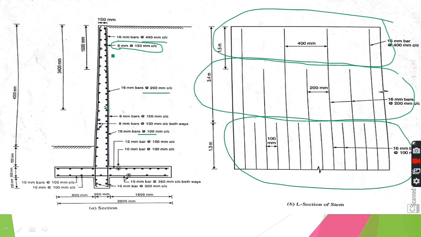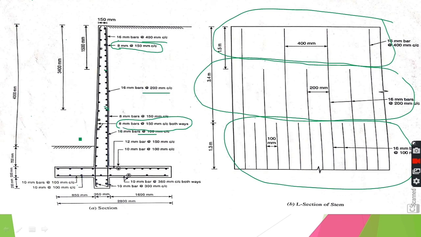So this is the tension face of your stem. Now in the compression face, we have bars of the same value, I think I have not written it here, but it was the same, 8 mm dia bars at 150 mm center to center. Yeah, here 8 mm dia at 150 mm center to center. So this was the stem.